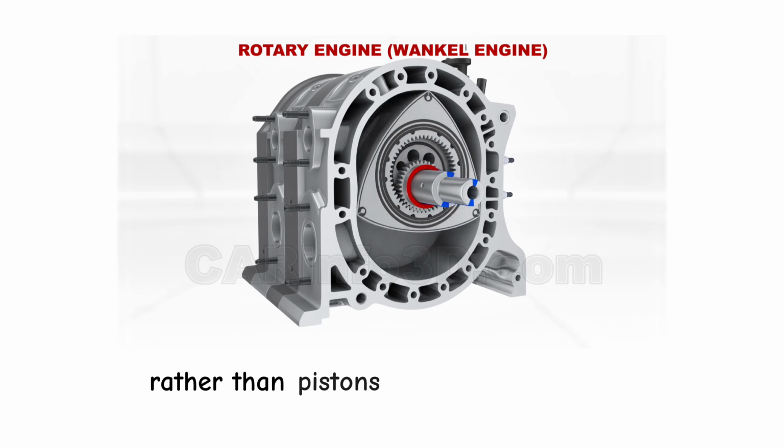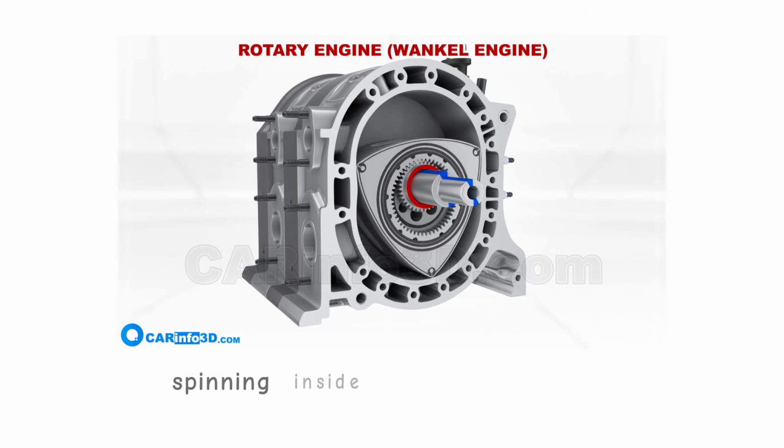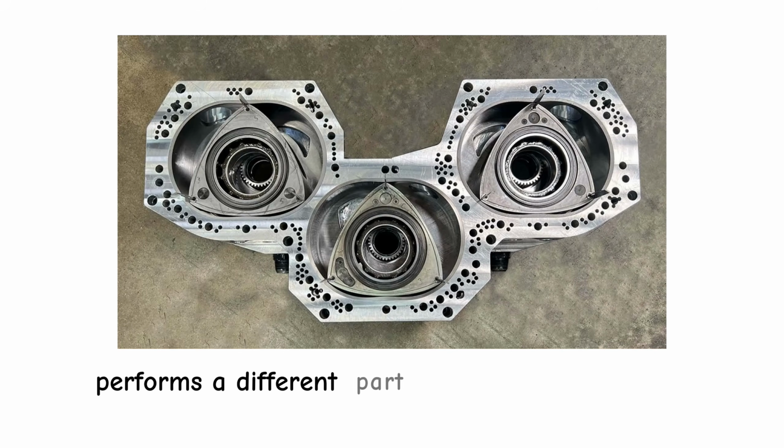Rotary engine. Rather than pistons moving up and down, a rotary engine uses a triangular rotor spinning inside an oval-shaped housing. Each face of the rotor performs a different part of the combustion cycle as it rotates.